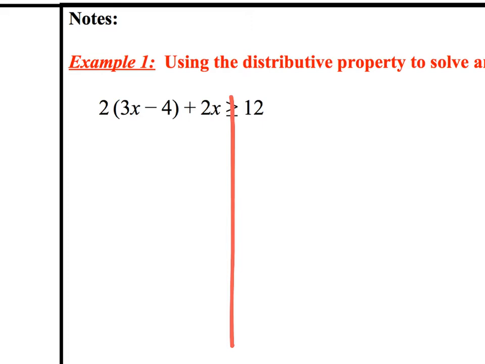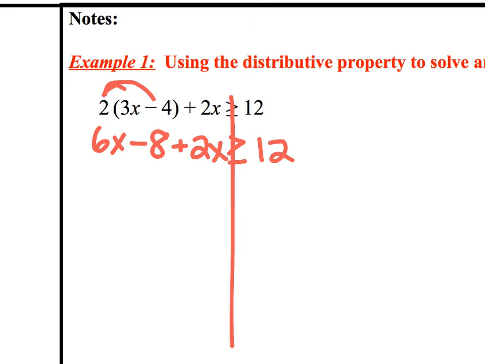2 times 3x is, good, 6x. And 2 times negative 4 is negative 8. We are not distributing to 2x, so we just bring it down. We're doing one step at a time here. Is greater than or equal to 12. So that was D, distribute.